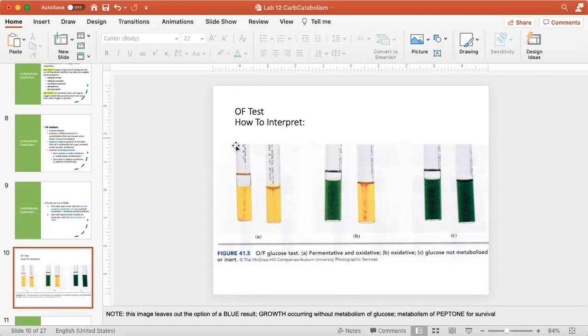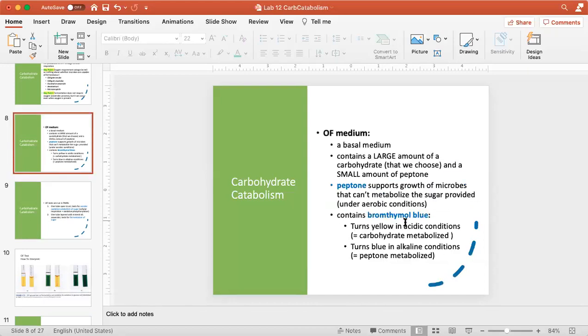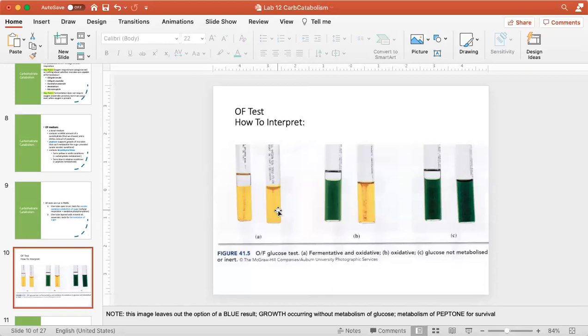So let's take a look at this first pair. The first thing you should evaluate is this color change. I see the color yellow. Let's remember what yellow means in this test. Yellow means acidic conditions. So there's an acidic pH in both of these tubes. And when I get that acidic pH, that signals to me that the carbohydrate, the glucose in there, has been broken down. So that's the first thing I do, I interpret the color. I have two acidic tubes, carbohydrate catabolism.